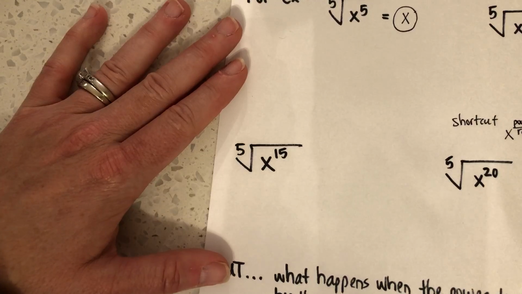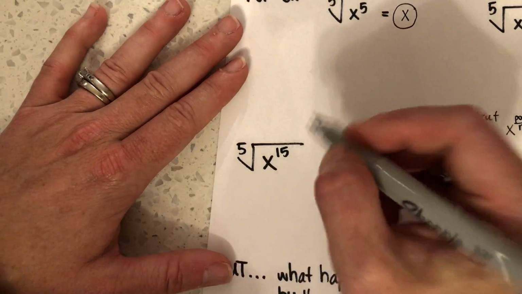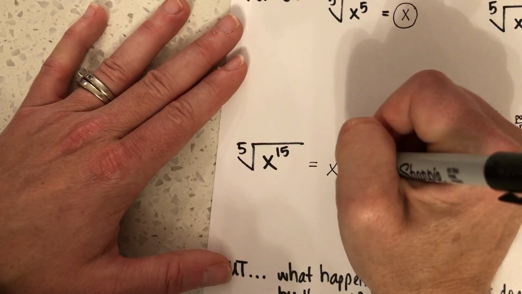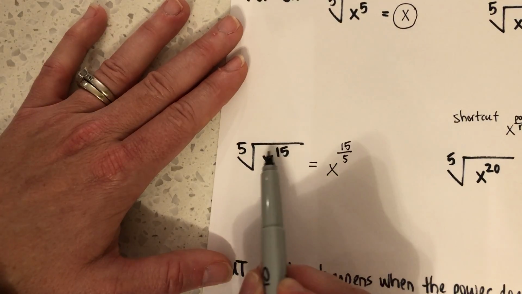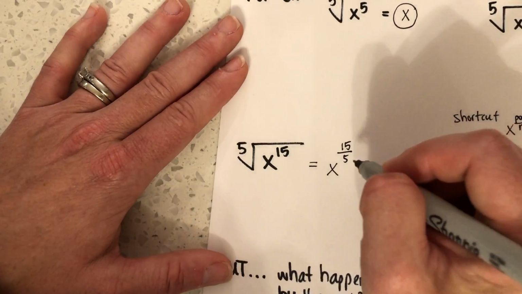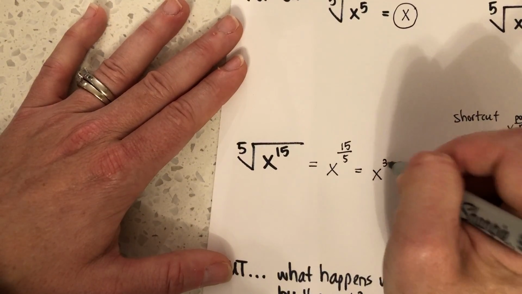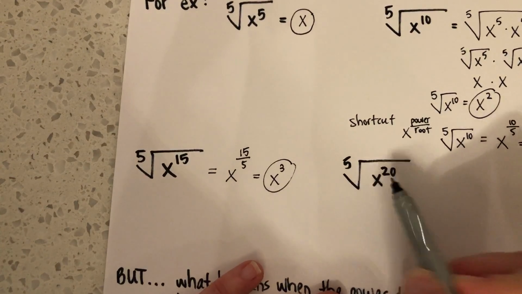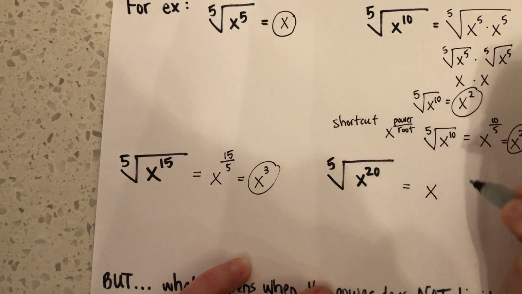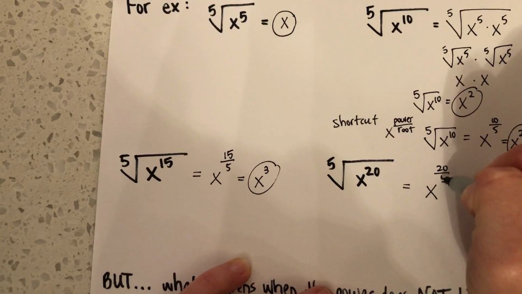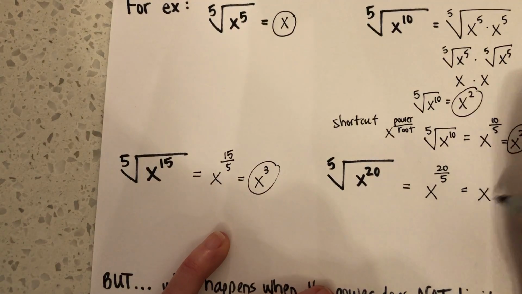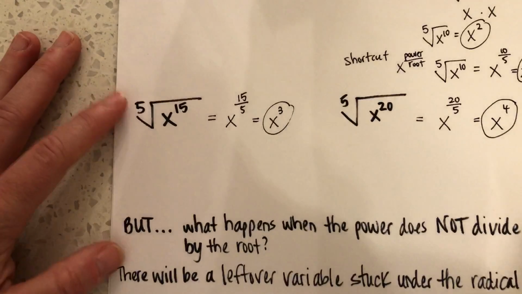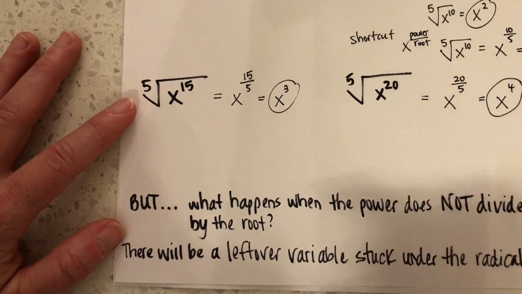All right, so if you want to take the fifth root of x to the 15th, well, that should equal x to the power 15 divided by 5, because that'll tell you how many x's to the 5th live inside of him. All right, and it's going to be x to the 3rd is your answer. Okay, if I asked you to take the fifth root of x to the 20th, that's going to equal x to the power 20 divided by root 5, and that's going to equal x to the 4th. Perfect.